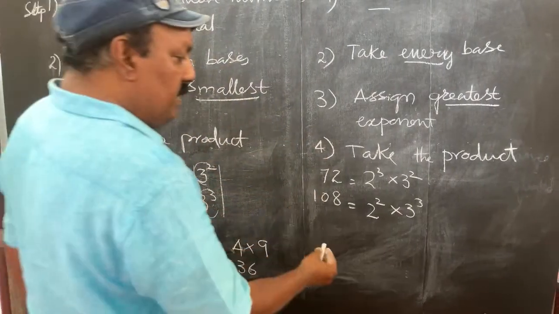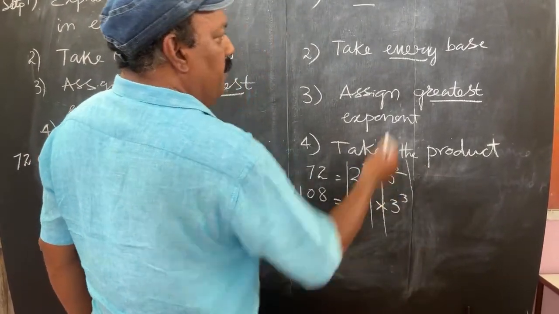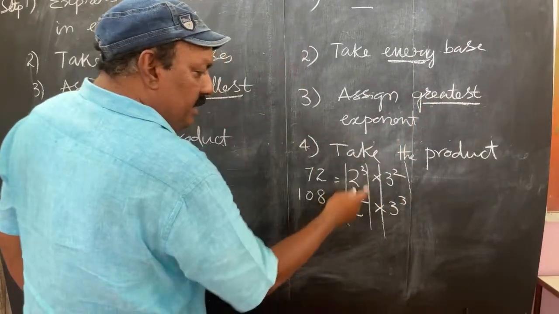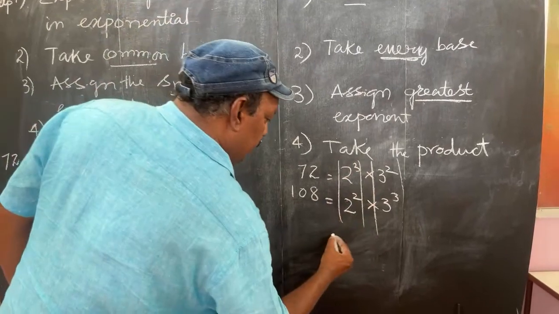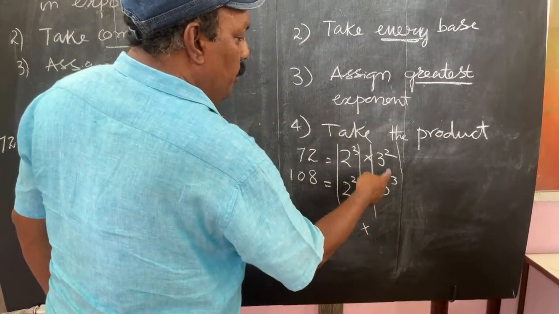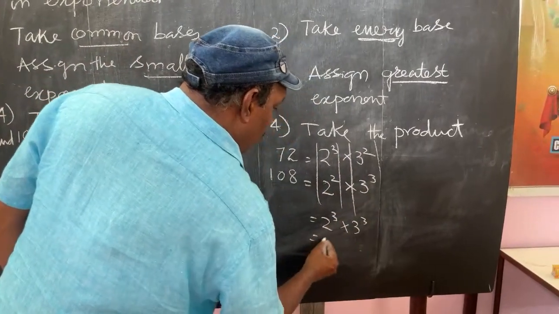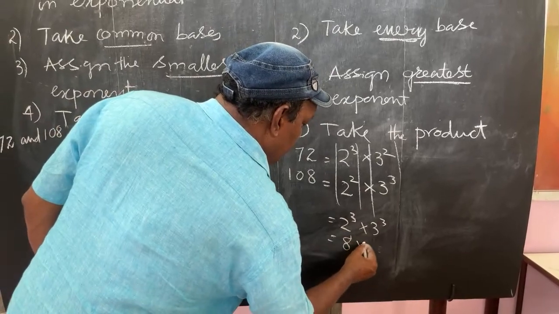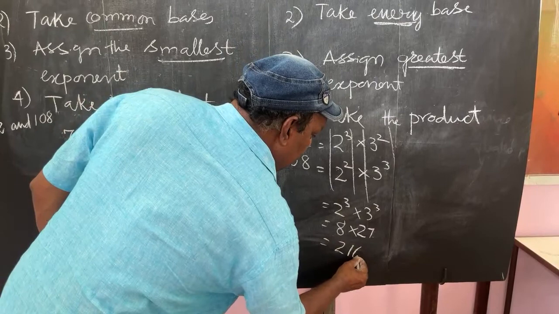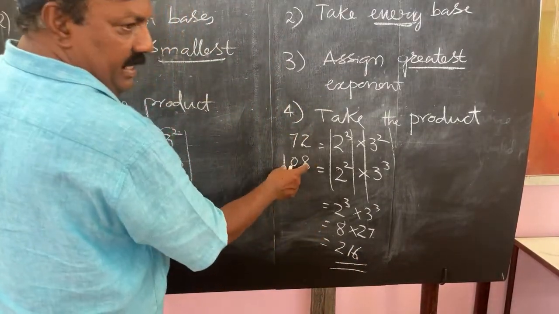Now we are taking the greatest ones here. Every base you have to take here, not only the common ones. But finally, what do you have to take? The greatest exponent. Which is the greatest here? 2 cube is the greatest. And between 3 cube and 3 square, which is the greatest? 3 cube is the greatest. So now 2 cube means 8, 3 cube means 27. So finally 216 will come. 8 into 27 is the LCM of 72 and 108.